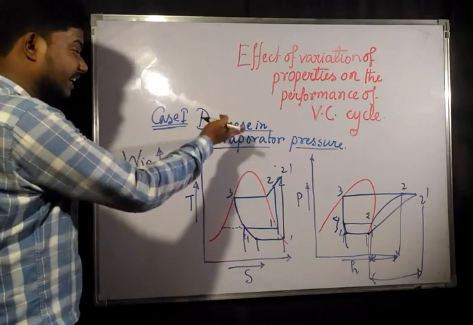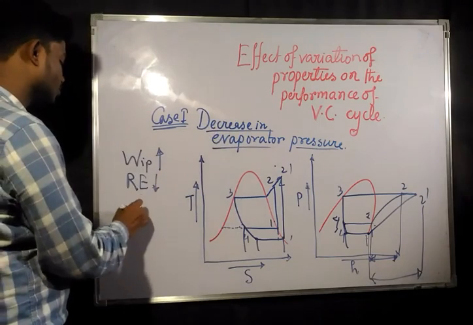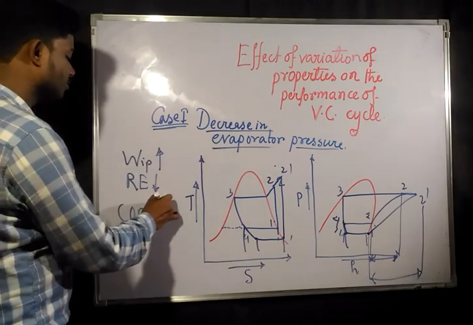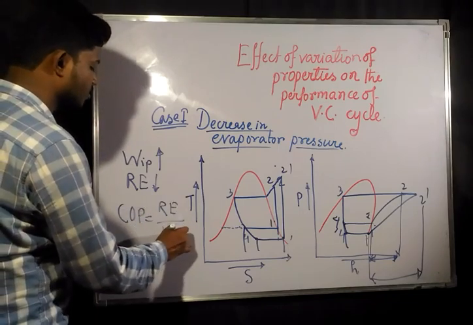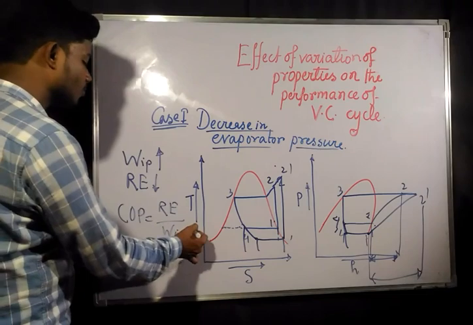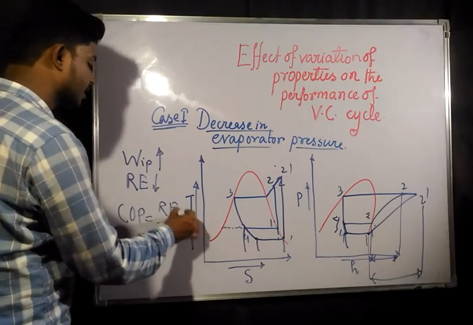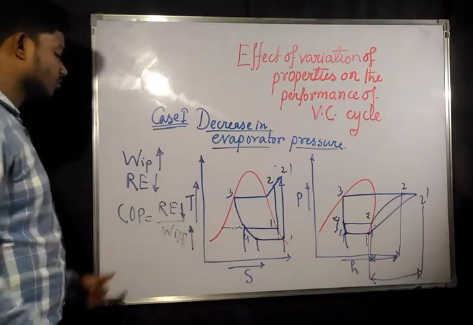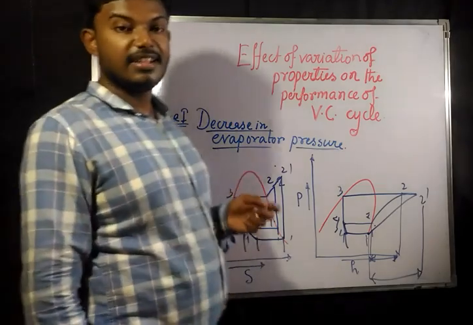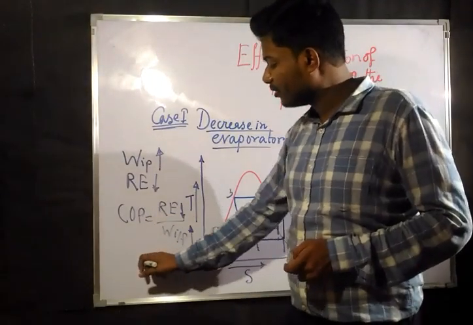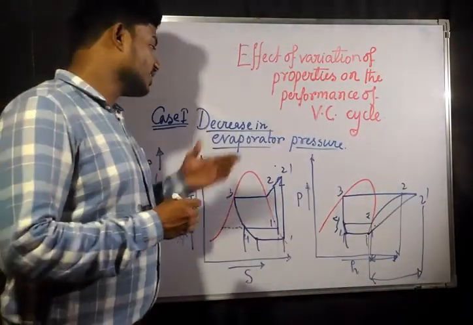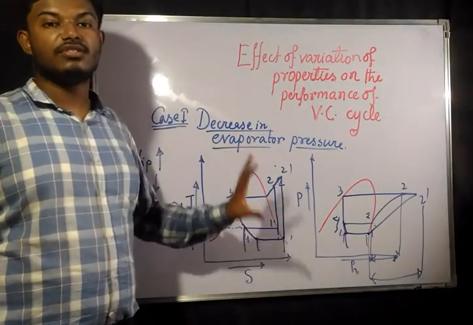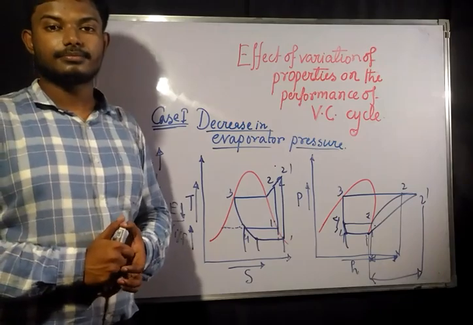If you decrease the evaporator pressure, what is going to be the COP? COP is nothing but refrigeration effect divided by the work input. Now work input is increasing and the refrigeration effect is going to decrease. So the denominator is increasing and the numerator is decreasing. That means the COP is also going to decrease. So if you decrease the evaporator pressure, your performance is going to decrease.